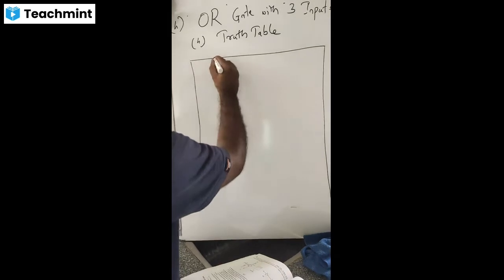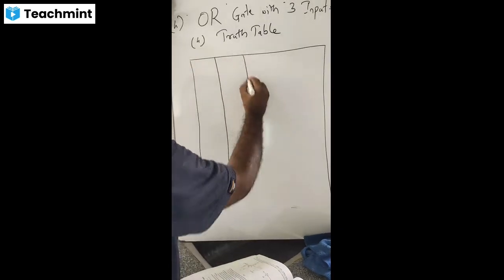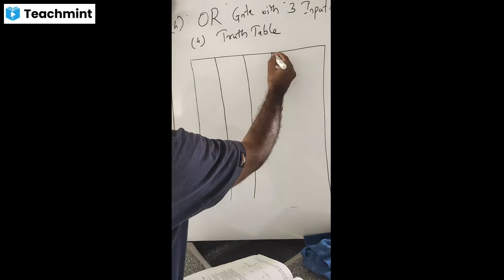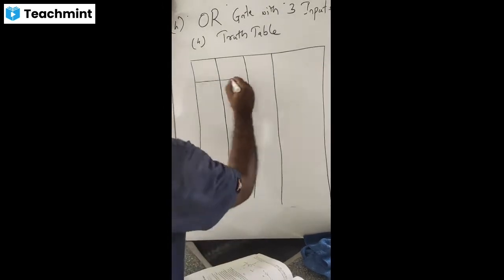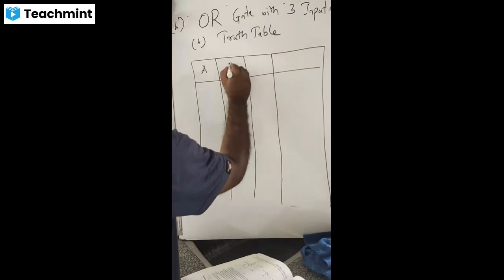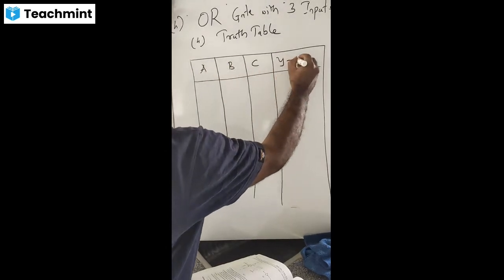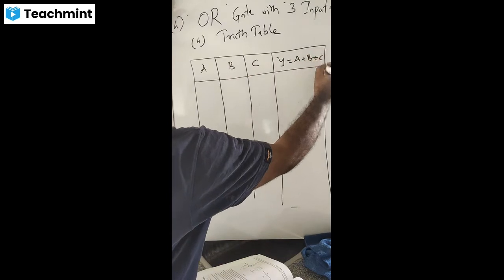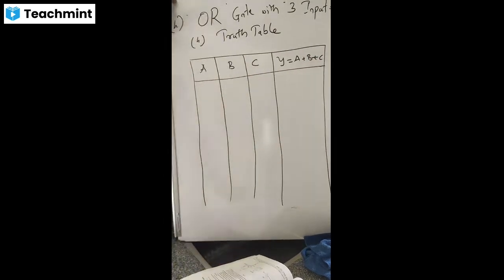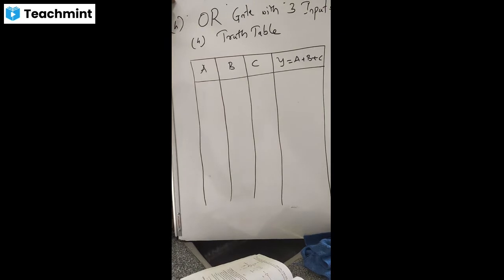I will not end here. If I draw a line again, I need to rub. A, B, C, Y equal to A plus B plus C. So how many possibilities I have told? 8 possibilities. So how will you write those 8 possibilities? There is a system to write 8 possibilities.